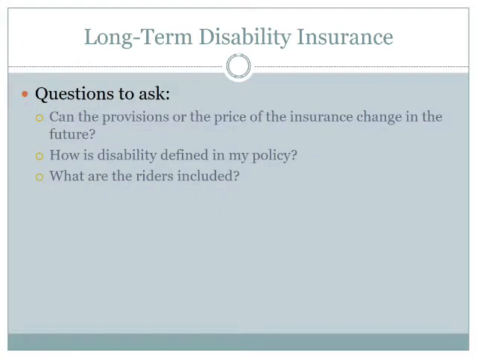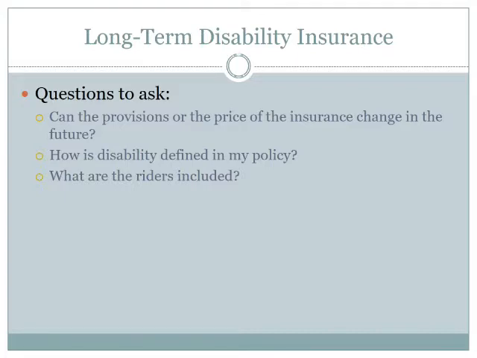So to sum up here, some questions you want to ask when you're looking for a long-term individual disability insurance plan is, can the provisions or the price of the insurance change in the future? You want that answer to be no, as we discussed. You want to ask, how is disability defined in my policy? Total disability may mean different things to different insurance companies. You want to find a policy that will pay out, but would allow you to potentially do some other things related to your field.